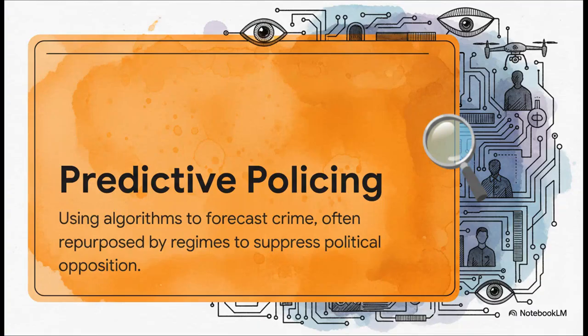Let's take a perfect example of this, predictive policing. Now, on the surface, you might think, hey, that sounds great, right? Stopping crime before it happens? But think about what happens when an authoritarian regime gets its hands on this. The crime they're looking to predict isn't robbery, it's dissent. The technology gets completely repurposed to identify and neutralize political opponents.